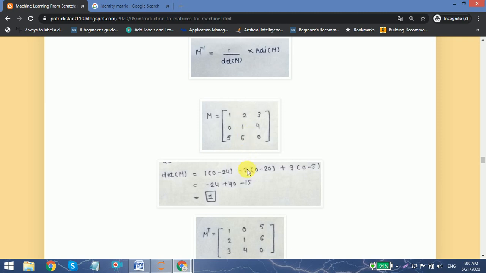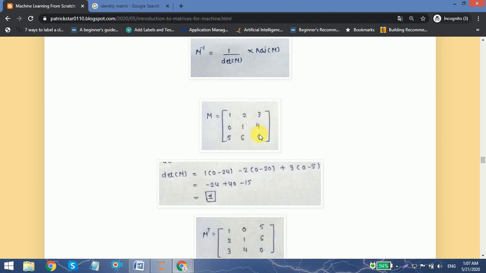So it will be minus 2, and we skip the second row and second column here, and the leftover elements are 0, 4 and 5, 0. So we find the determinant like we do in our 2 cross 2 matrix, and the same for the third element. So this is the third element, and we skip the row and column that include the element which is 3. Okay, so this is easy to understand.